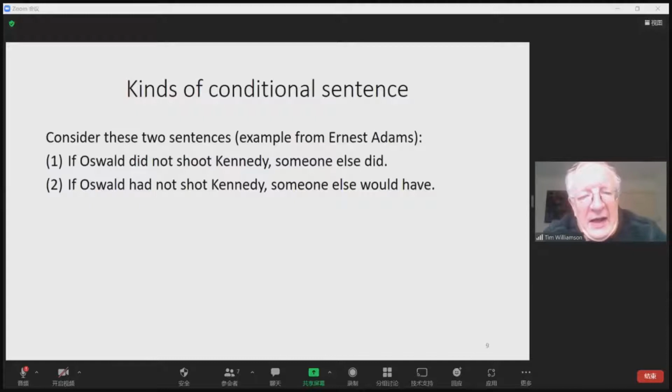So in English, there are two things that we can say which sound very, very similar. One is: if Oswald did not shoot Kennedy, someone else did. The second is: if Oswald had not shot Kennedy, someone else would have. But despite the superficial extreme similarity between these, they actually have quite different meanings.